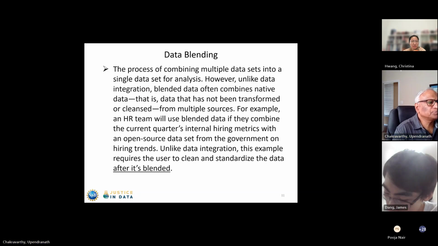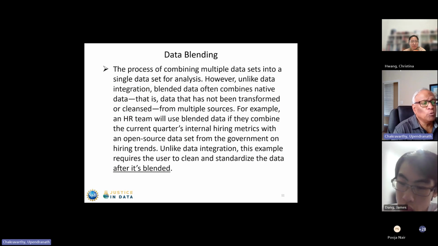For example, an HR team will use blended data if they combine the current quarter's internal hiring metrics with an open source data set from the government on hiring trends. Unlike data integration, this example requires the user to clean and standardize the data after it is blended. So here you're not using all the data from your sources in one format, but you're using open source public data. That just requires that you blend the data and then do the standardization and cleansing and other stuff.